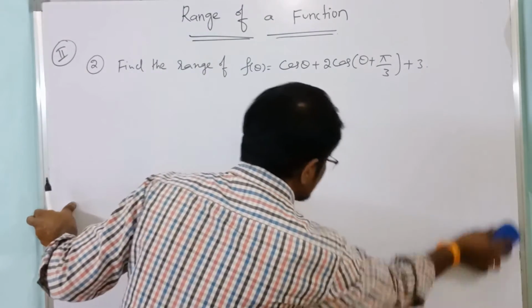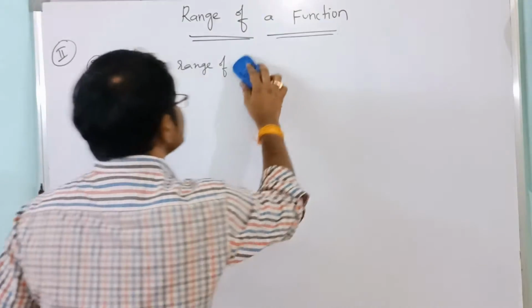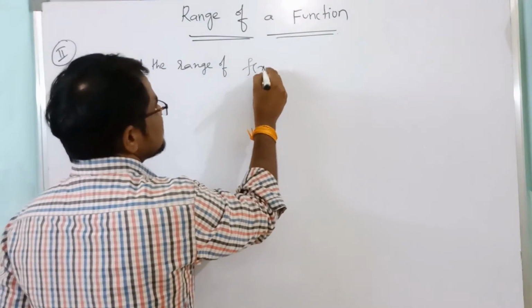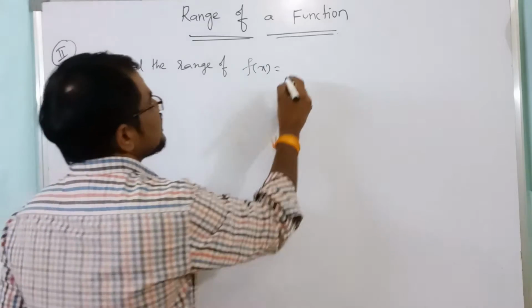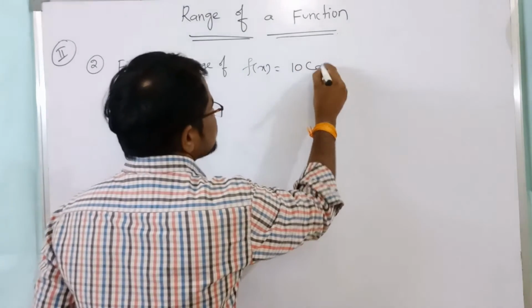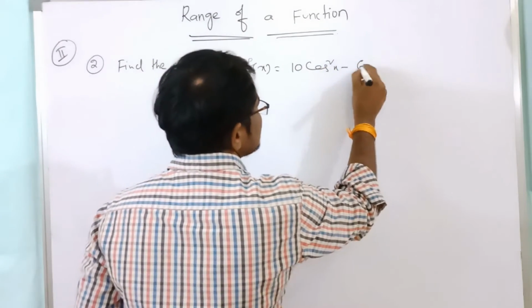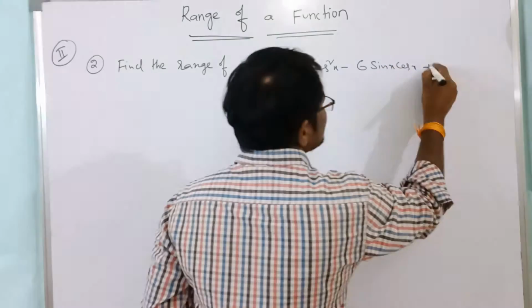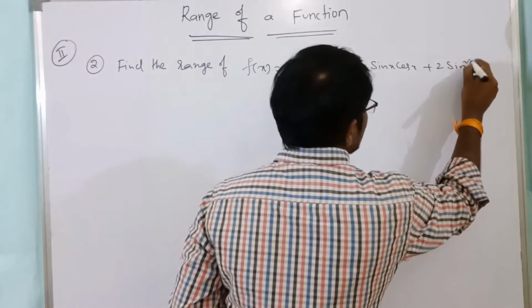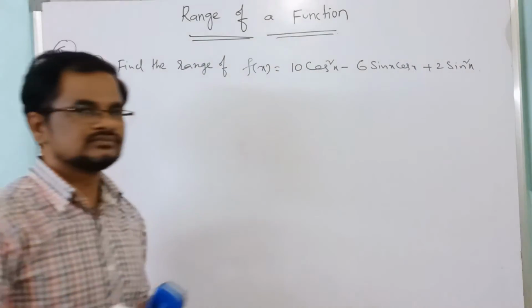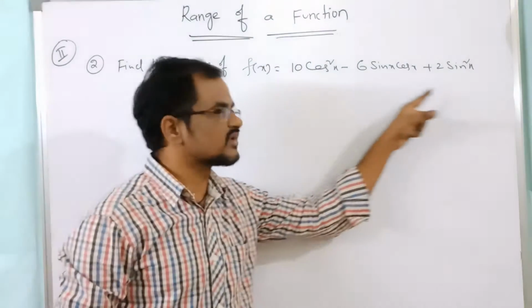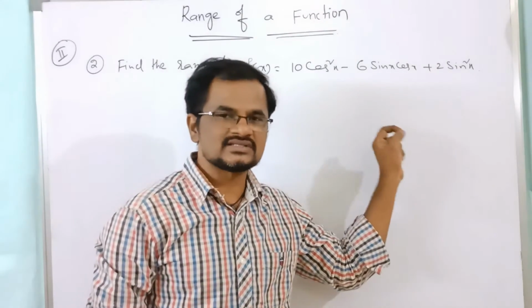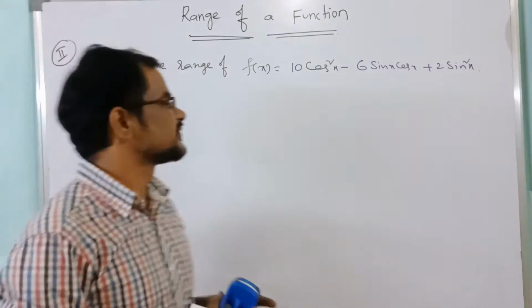Next, suppose the problem is f of x equal to 10 cos square x minus 6 sin x cos x plus 2 sin square x. We have to find the range of this function. This is also not directly in the form of a cos theta plus b sin theta plus c.